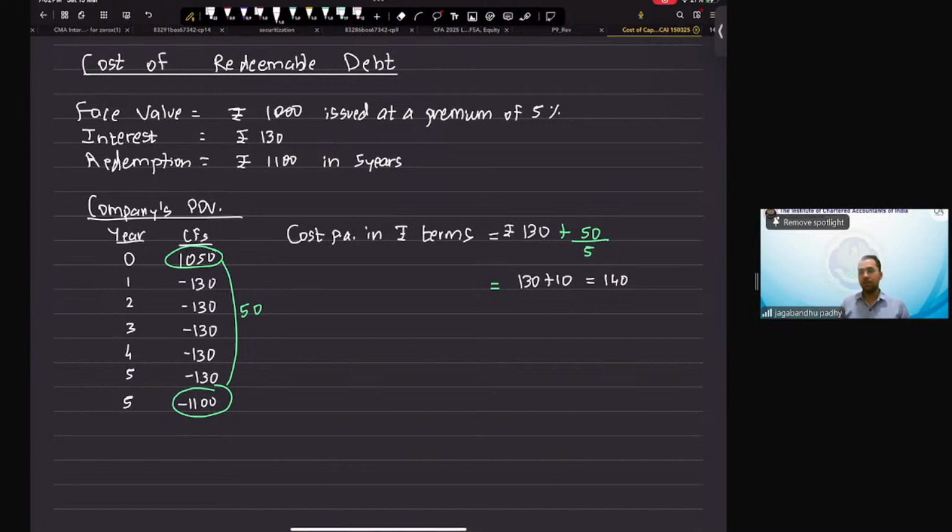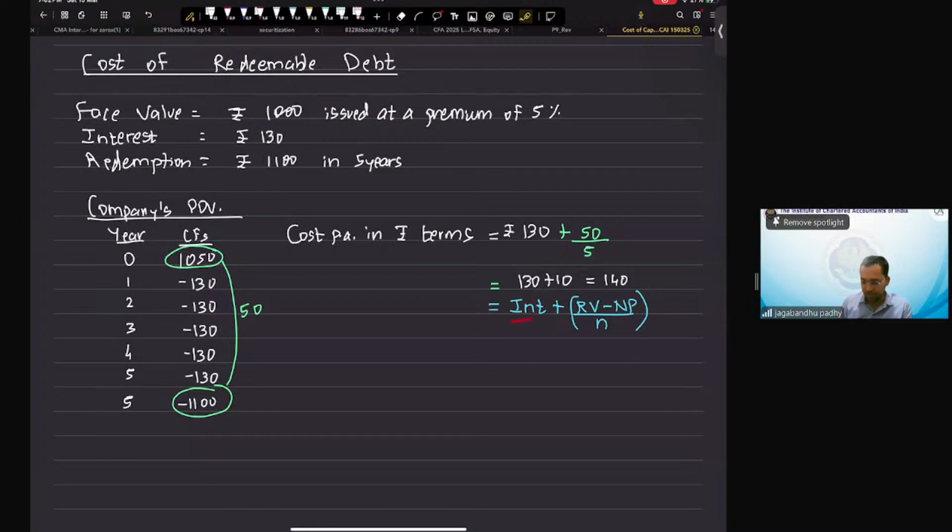You getting it, everyone? Cost per annum in rupee terms is going to be 130 plus 10, which is 140. I hope this part is clear. So I can now formulate it quickly. 130 is the interest, plus this 10 is something which we have got as redemption value minus net proceeds upon number of years.